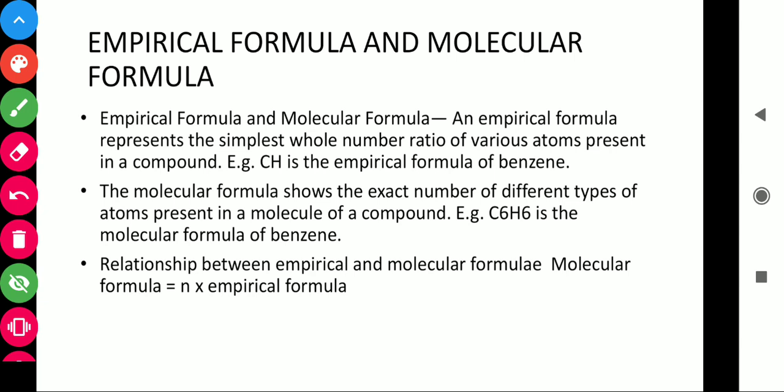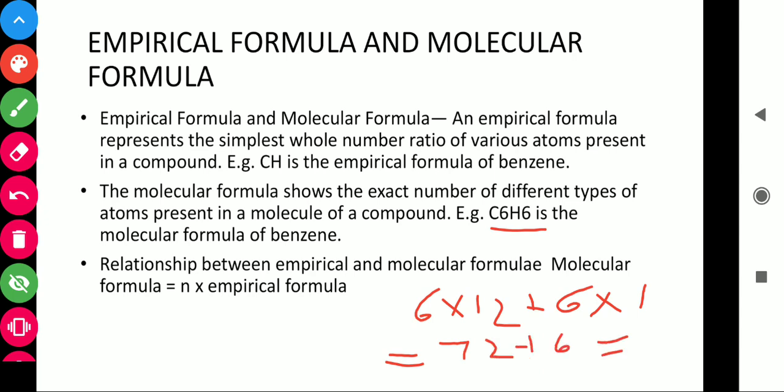Okay students, what is the molecular mass? For C6H6, we calculate 6 into 12 plus 6 into 1, that is 72 plus 6, which is 78. And if we want to calculate for CH, then what will it become? It becomes CH.